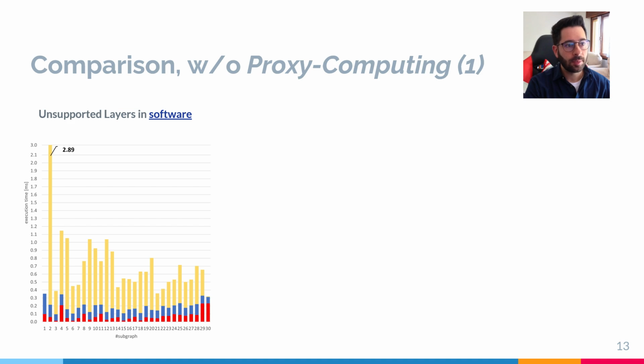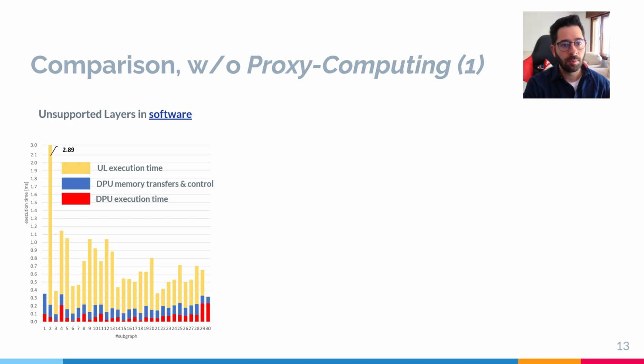The yellow bars represent the unsupported layers' execution time, while the blue ones are the overheads due to memory transfers involving local memory and DRAM memory, and the interactions between the host CPU and the accelerators. The red ones represent the DPU execution time, so pure computation inside the DPU engine.